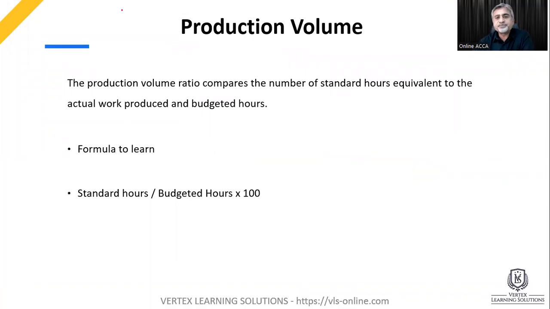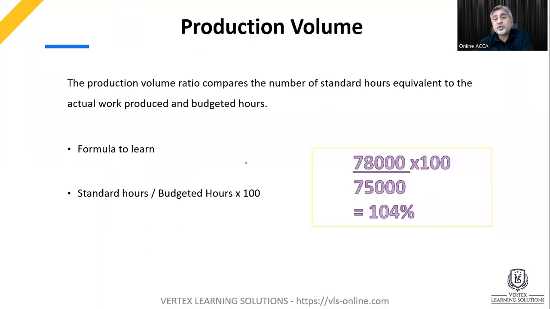It says standard hours divided by budgeted hours. How many were standard hours? We produced 26,000 units, so 26,000 multiplied by 3. So 78,000 was my standard hours. The work which I produced, 26,000 units, should have taken 78,000 hours. And how much was my budgeted hours? In my budget, I put 75,000 hours. So you divide these two numbers, multiply by 100, and you get the answer, 104%. Do you want to check it?